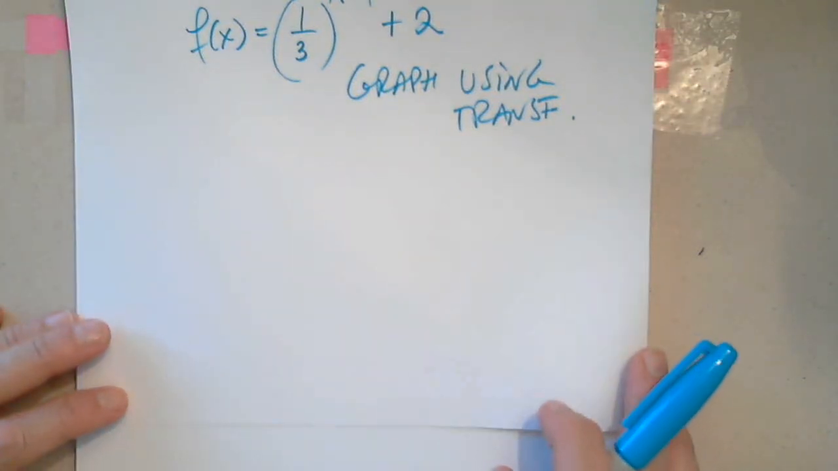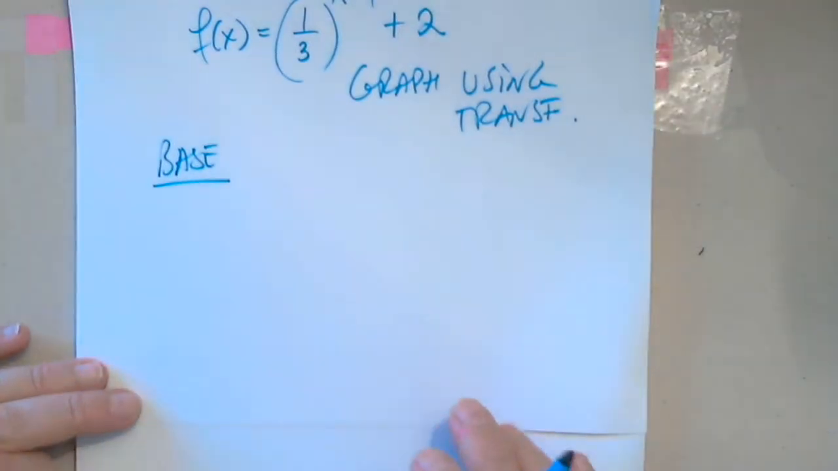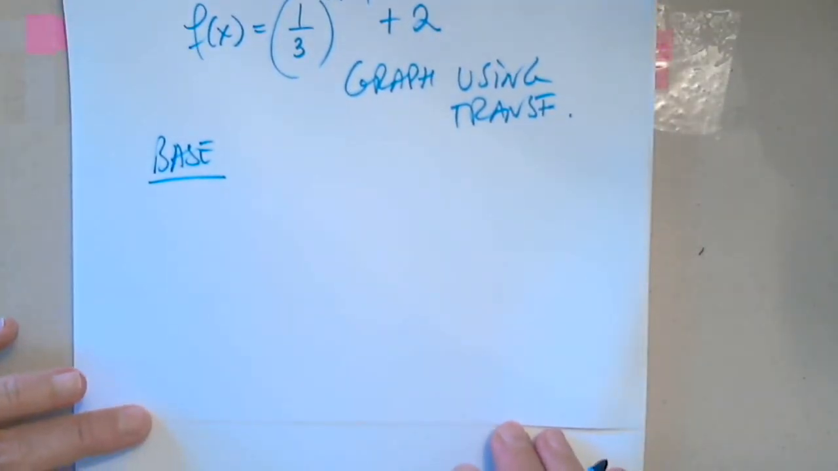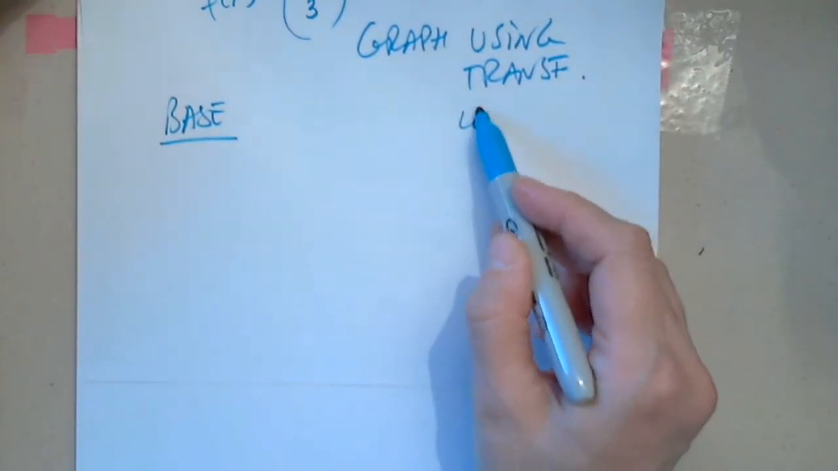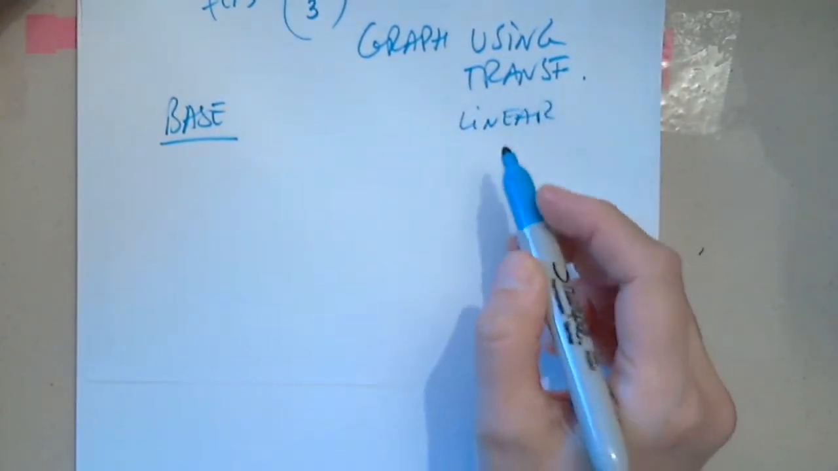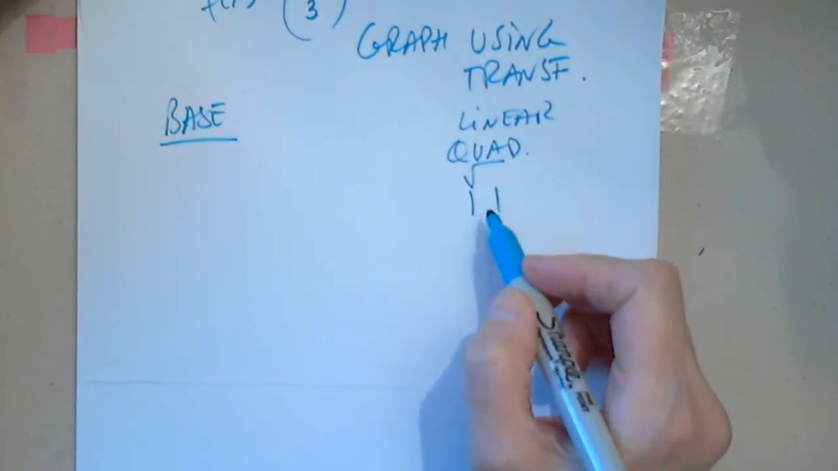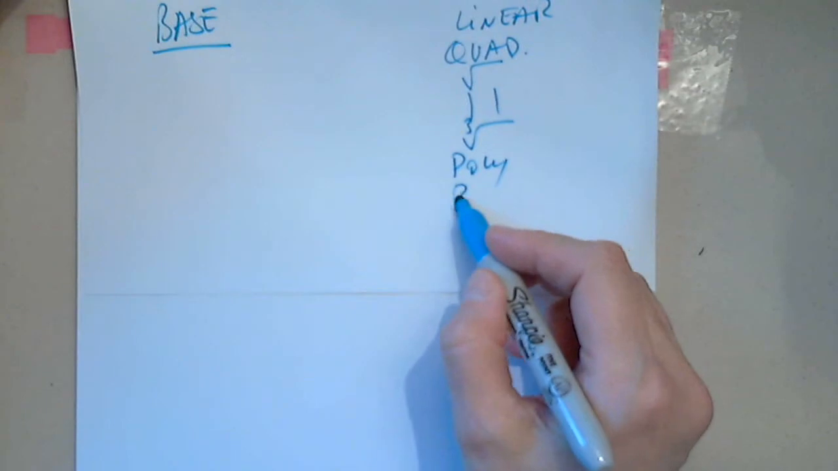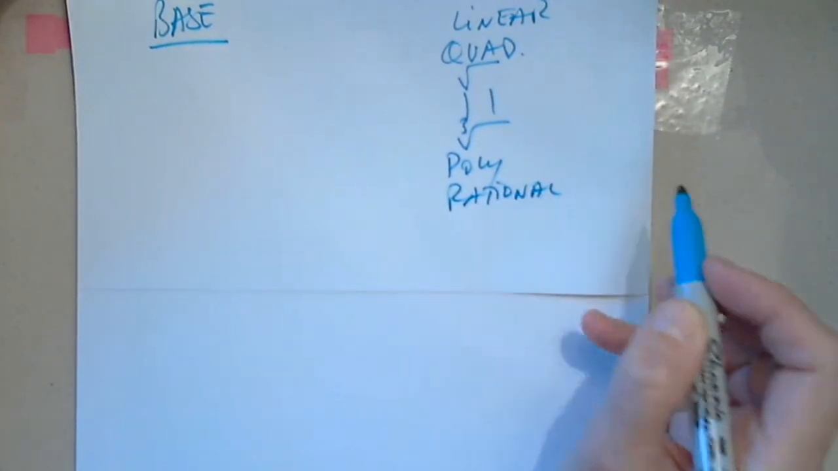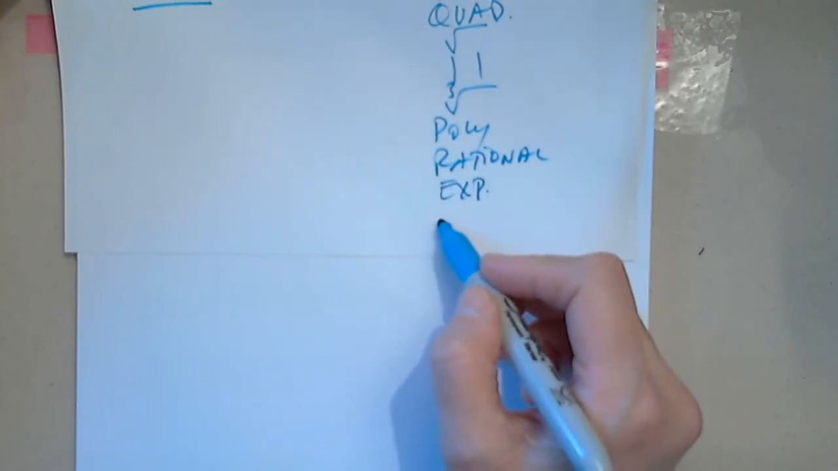In order to graph using transformations, first I have to identify the base function. And we know now so many functions. We have linear, we have quadratic, we have the square root, we have the absolute value, we have the cube root, we have polynomial, we have rational, and now we're adding two more, exponential and log.